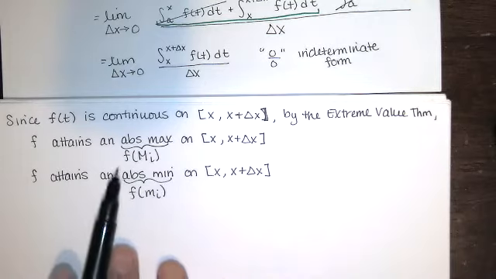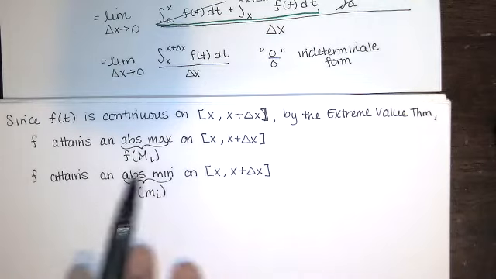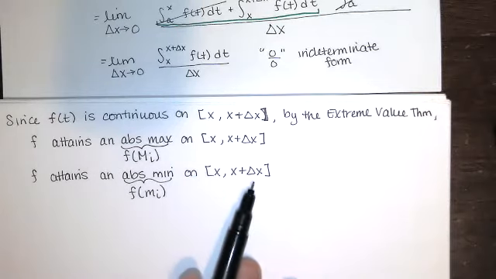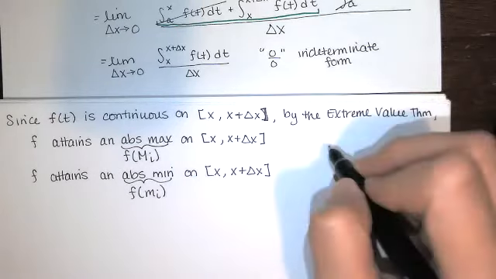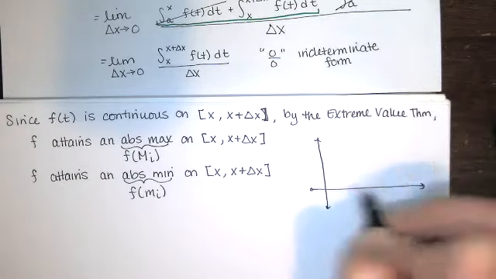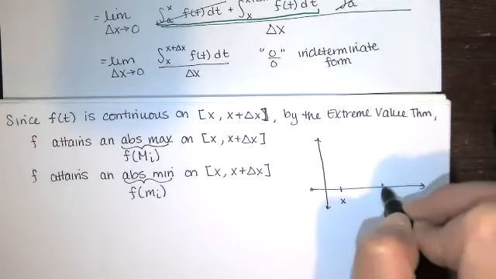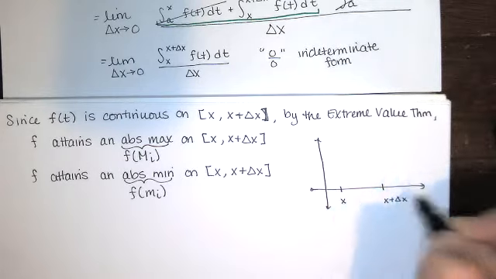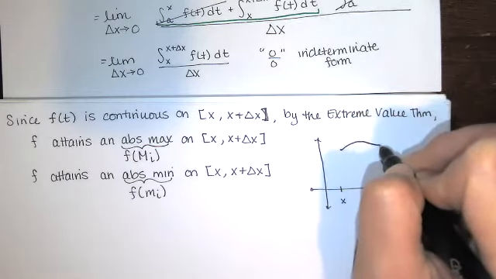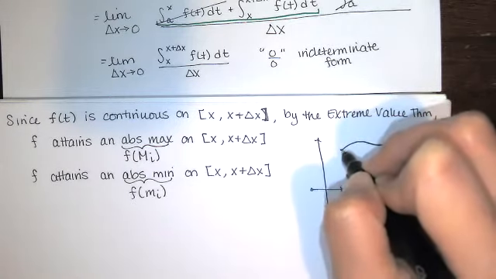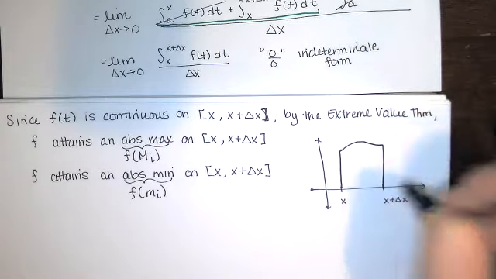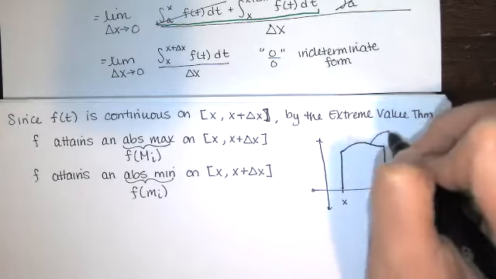Okay, so by the extreme value theorem, f will attain an absolute max and an absolute min on the interval from x to x plus delta x. So let's zoom in to get really close to x, the interval from x to x plus delta x. So maybe our function looks like this. Who knows what it looks like, right? Could look like anything. That's all we know is that it's continuous. So this is our function on that little interval.